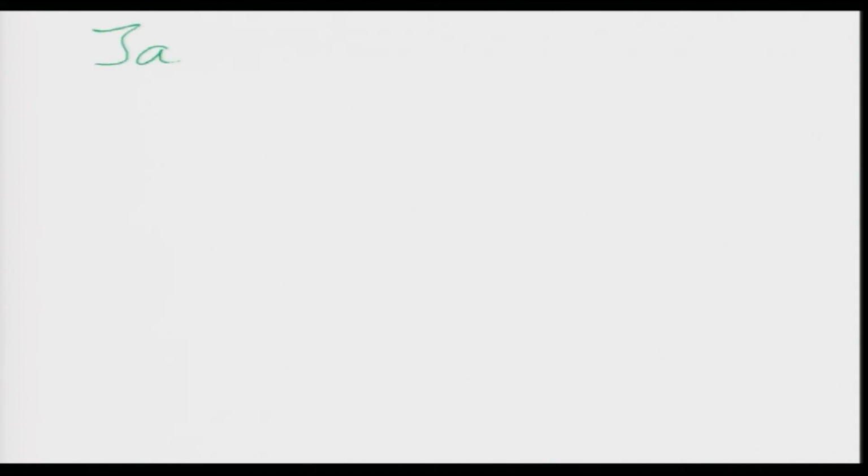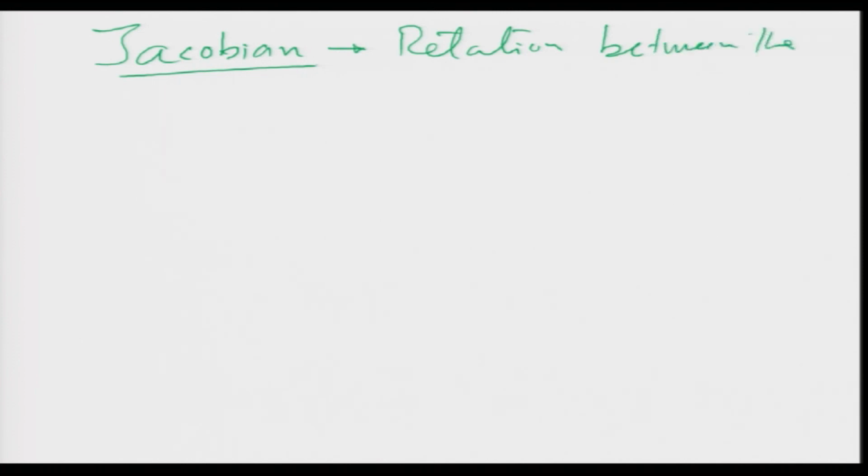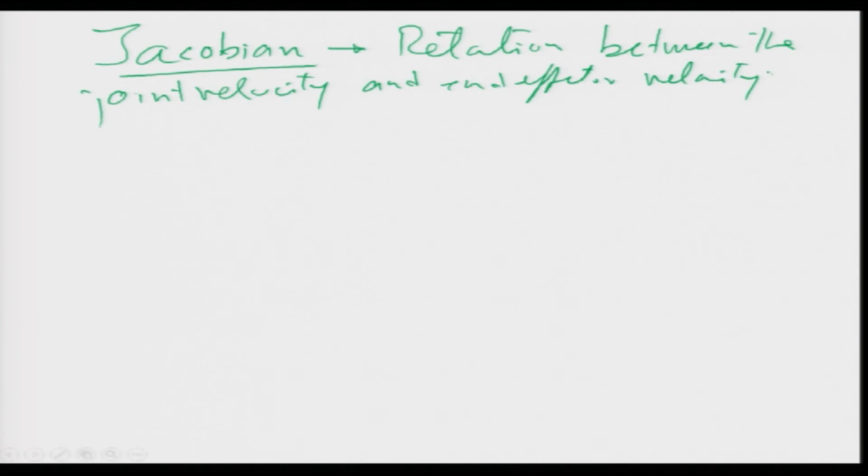We need to look at the Jacobian, which gives the relation between the joint velocities and the end effector velocities. So what is the relationship between the joint and the end effector velocities, and why is it important? Let us just understand how a robot works, then it will become clear.